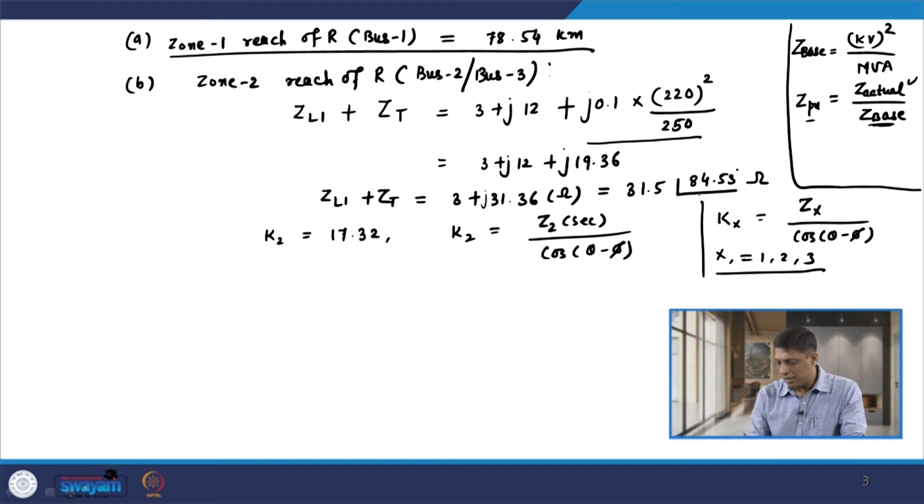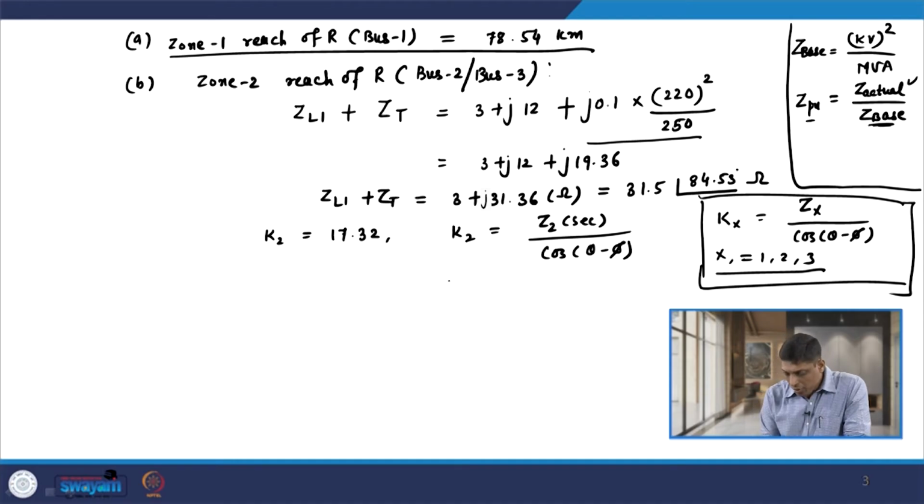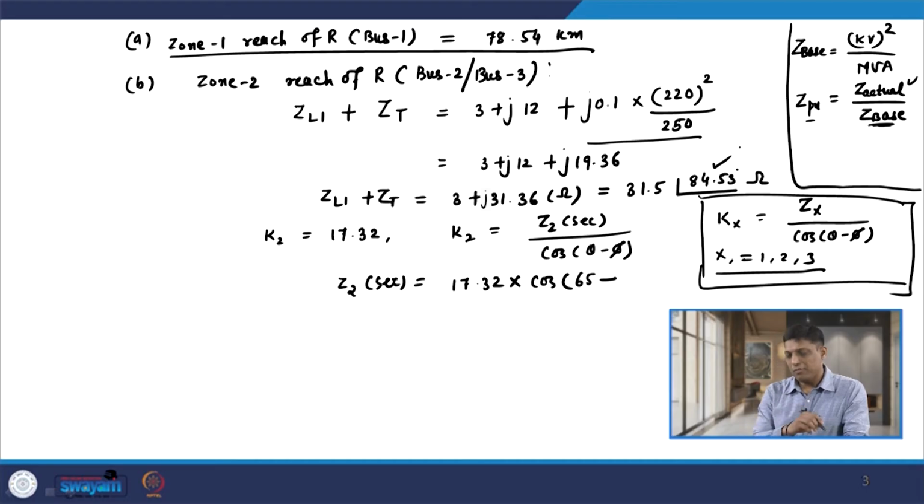So, you can easily find out the zone 3 setting equation using this. If I just put the value Z2 secondary, that is equal to K2, that is 17.32 into cos of theta, that is 65 degree minus phi. Phi we have already calculated because of addition of this reactance of transformer, the value of phi changes. So, it is 84.53. So, if you solve this, Z2 secondary comes out to be 16.32 ohm, right.